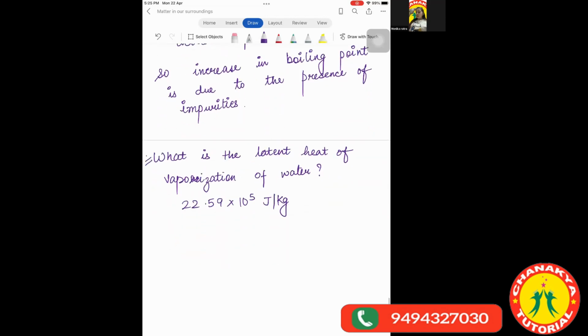Okay, so let's move further. 2.259 into 10 to the power 6. Oh, that's one and the same thing, doesn't matter. The value is still the same, no?